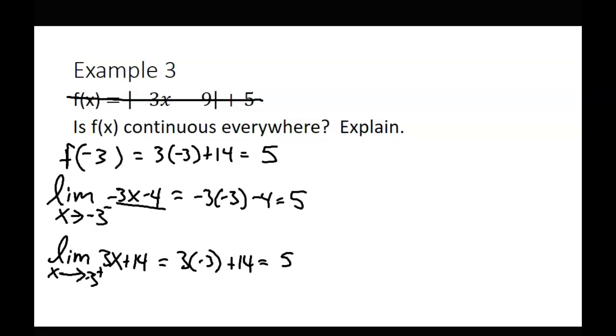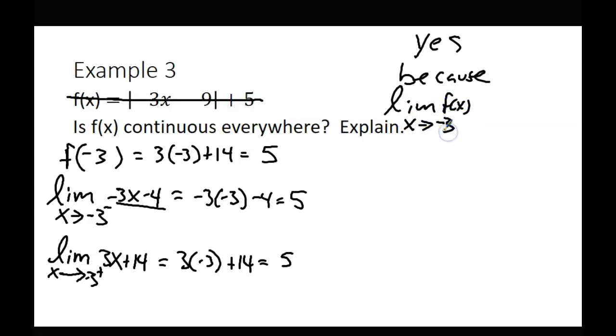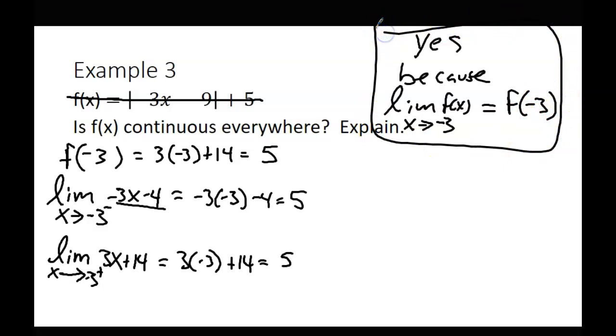I know a picture. What do you do with some pictures? All right. So now, guys, how you write your answer matters. What do I write? I write yes because what? Okay, the limit of f of x. F of what? There you go. This is your answer. That's my answer. That's my explanation.